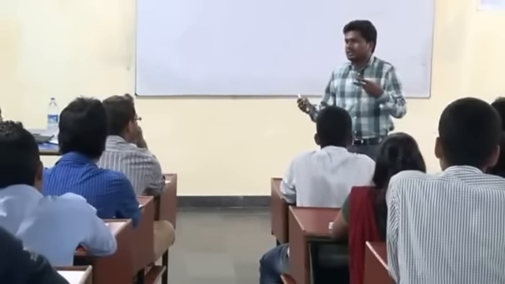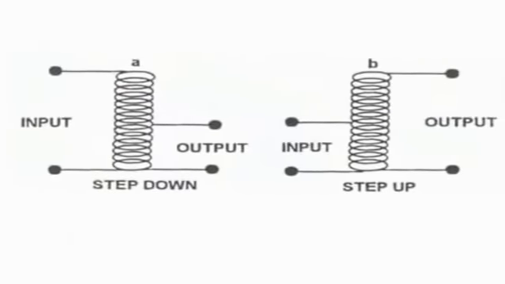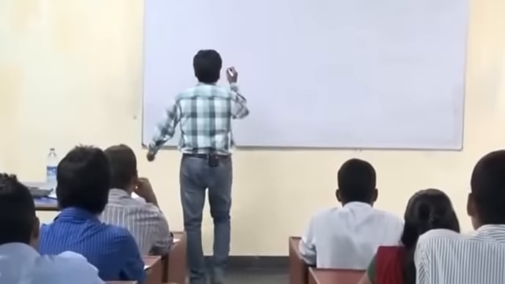So in case of auto transformer also we have two types of classification. One is step up, another one is step down. Now let us first study the step down transformer.